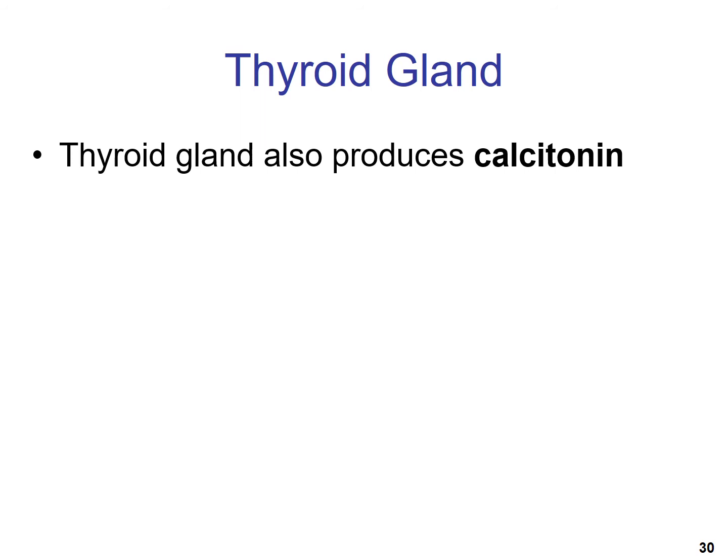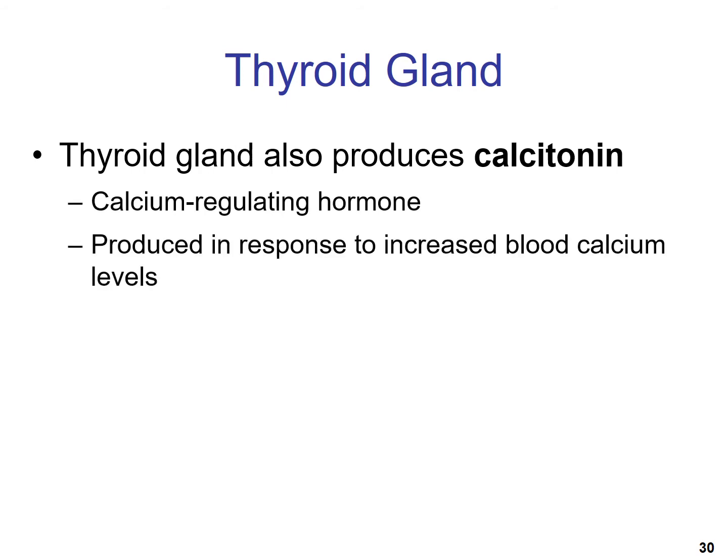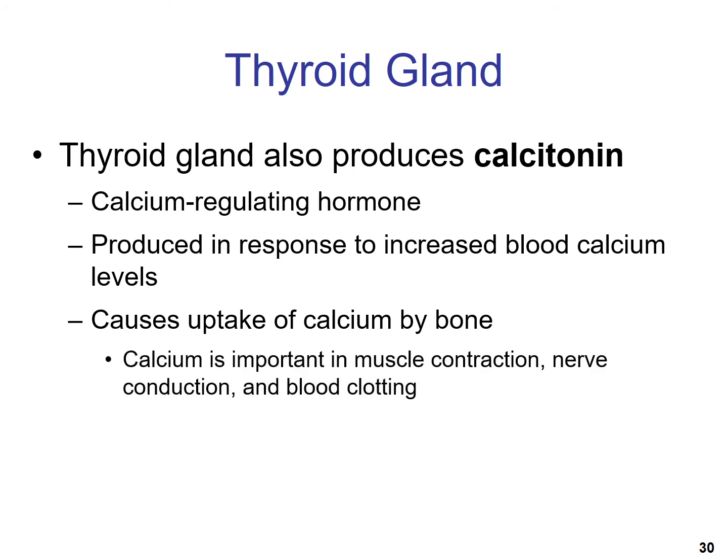The thyroid gland also produces something called calcitonin, and calcitonin is a calcium regulating hormone that gets produced in response to increased blood calcium levels. Now, one of the things that we've already seen in this video is where the parathyroid gland produces a hormone that causes calcium to be taken off of bones in response to low blood calcium levels. If your blood calcium levels are too high, this is when you will produce calcitonin. What it will do is cause an uptake of calcium by the bone. So basically, osteoblasts, a type of bone cell, will pull calcium out of the bloodstream and embed it into bone tissue. Calcium levels are very tightly regulated because calcium is important in muscle contraction, in nerve conduction, and in blood clotting.